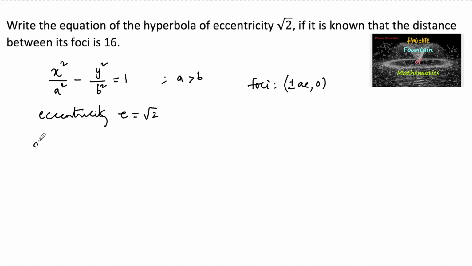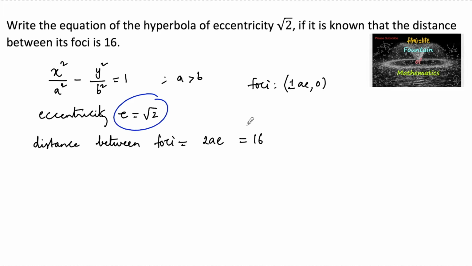So the distance between the foci will be considered 2ae, the length. The distance between the foci is given as 16 units, that is 2ae is equal to 16, and also e is equal to root 2. So let us substitute from 1 and 2.